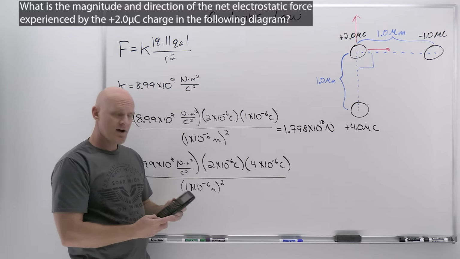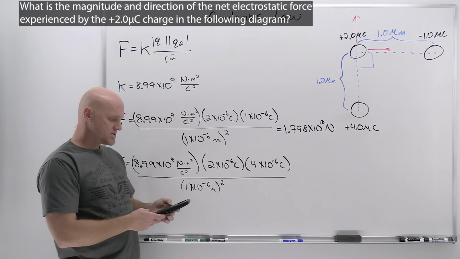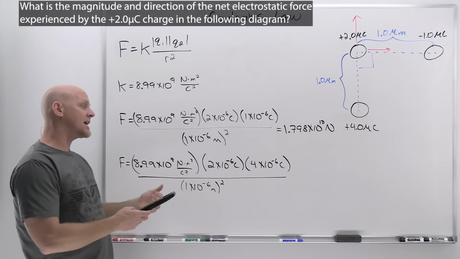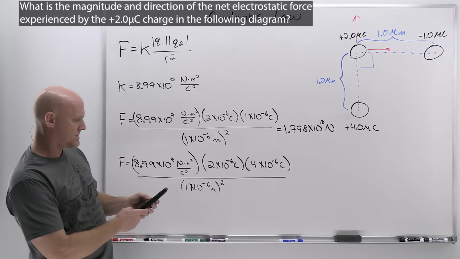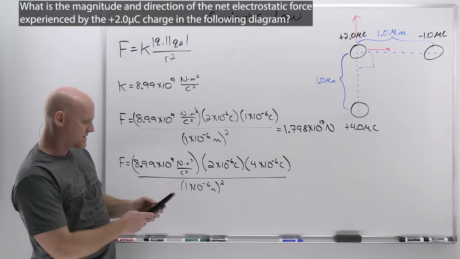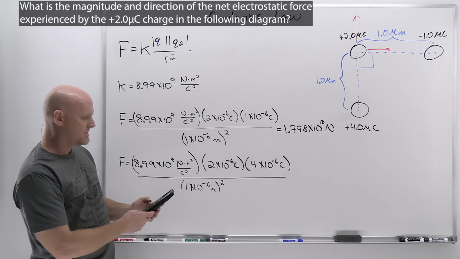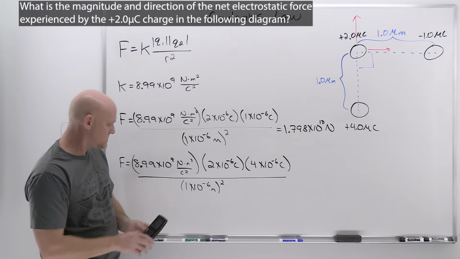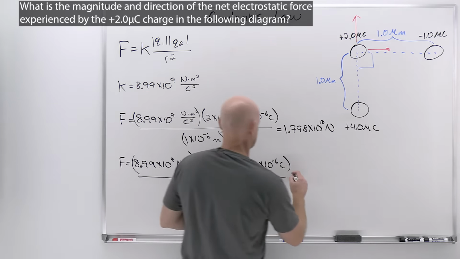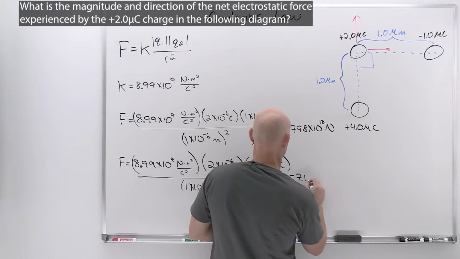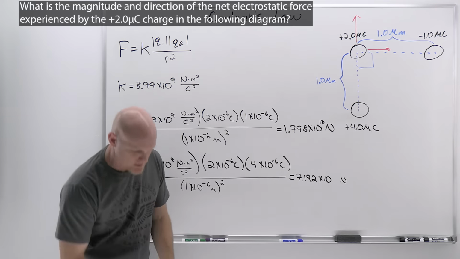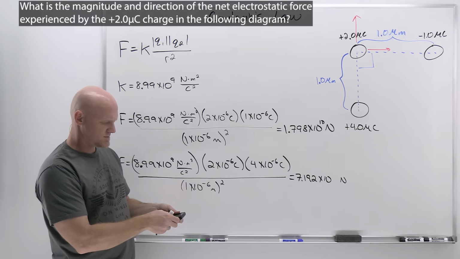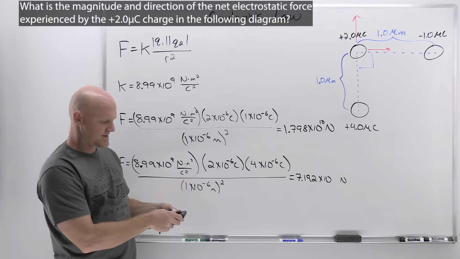If you don't know how to use your TI calculator, you can use the second function enter to put in the last entry, which is just what I did there. And from here, oops, I put the 4 in the wrong place. Let's get that in the right place. So the 4 goes there. The denominator is still 1 times 10 to the negative 6 squared, and we're going to get 7.192 times 10 to the something newtons, and I've got to count some zeros here. So 1, 2, 3, 4, 5, 6, 7, 8, 9, 10.